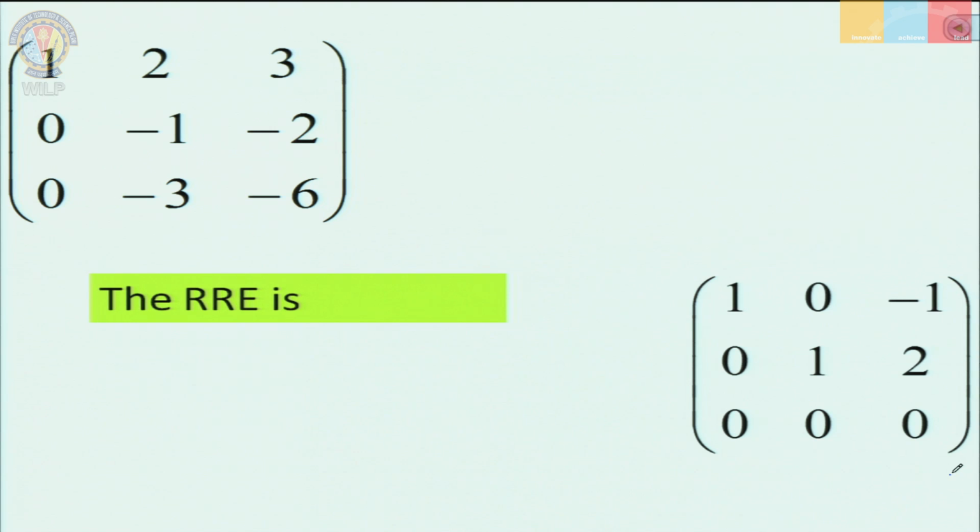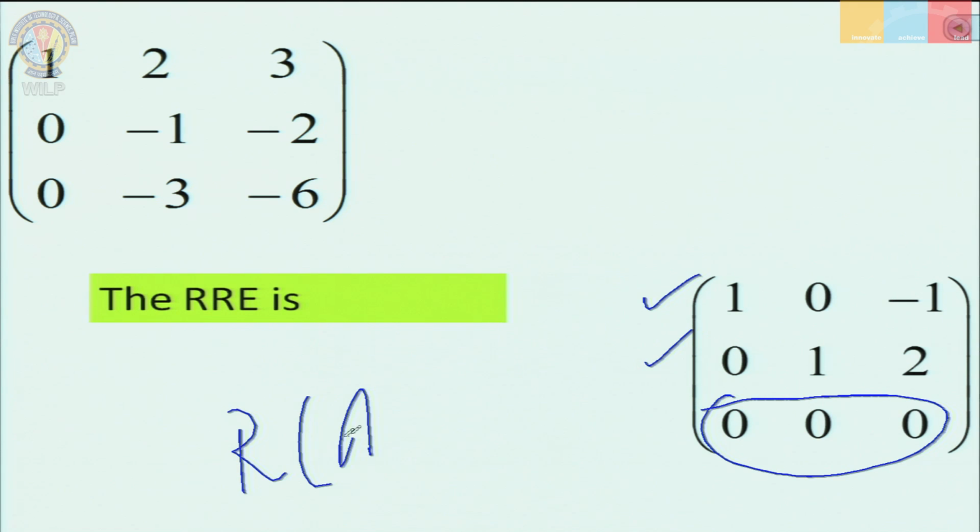In fact, you are getting a 0 row here. Therefore, what is the row rank of this matrix? Row rank of A is the number of non-zero rows, which is 1 and 2. So, row rank of A is equal to 2, and it is less than the number of unknowns.